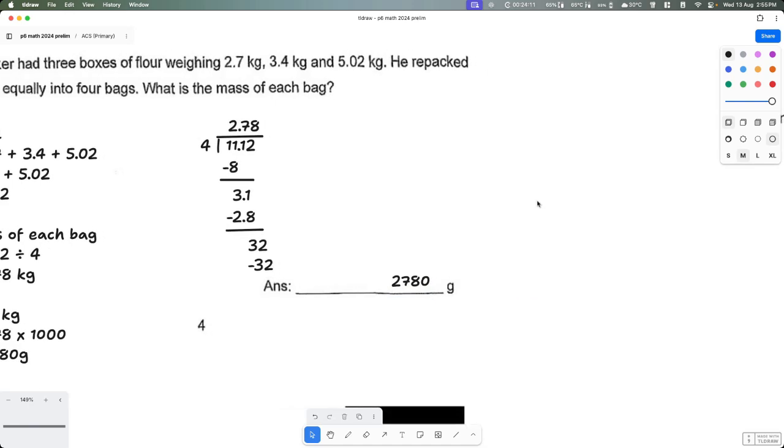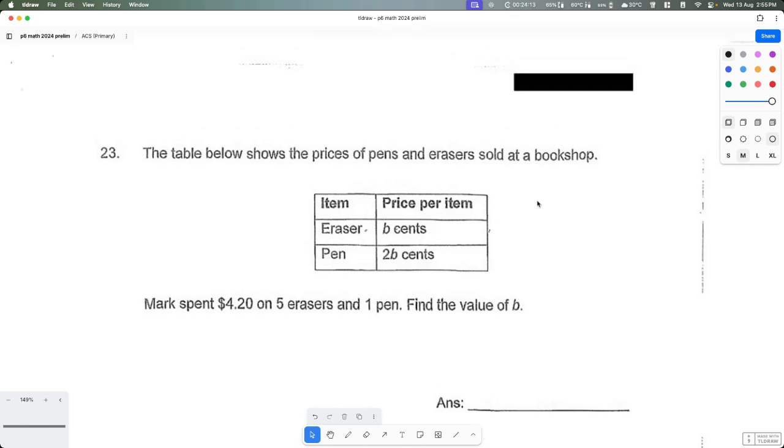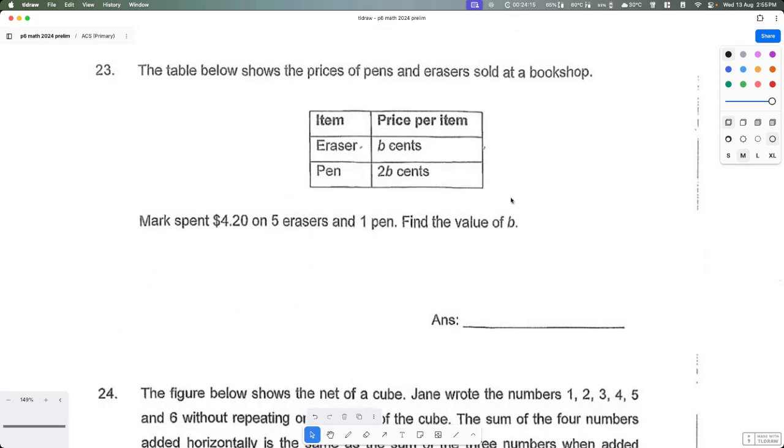Okay, let's move on to the next question. Question number 23. The table shows the prices of pens and erasers sold at a bookshop. Erasers is B cents, pen is 2B cents. Mark spent $4.20 on 5 erasers and 1 pen. Find the value of B.